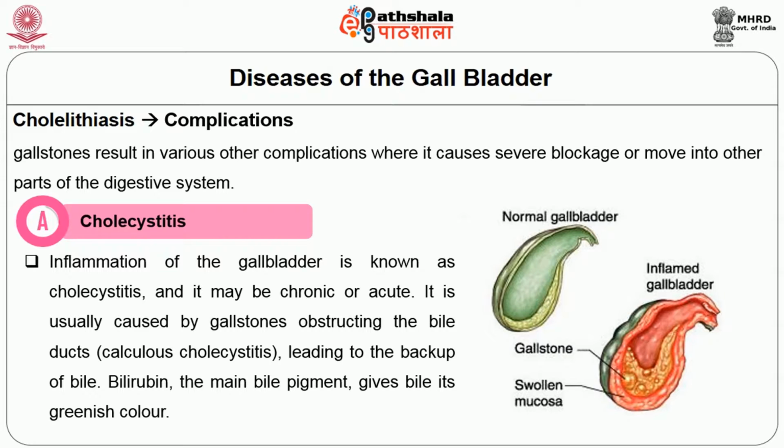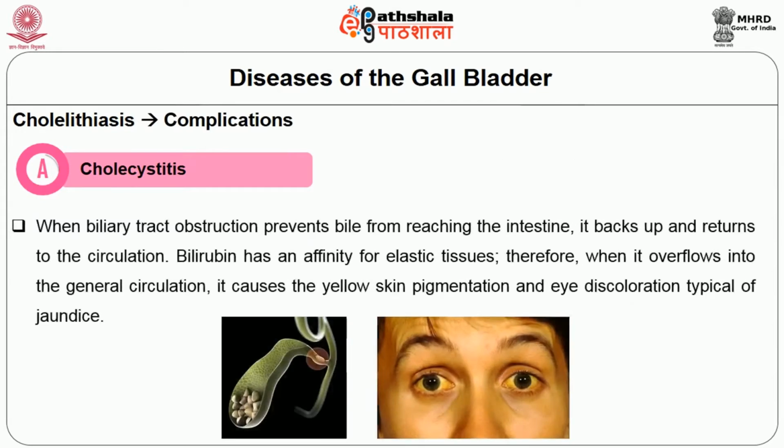Bilirubin, the main bile pigment, gives bile its greenish color. When biliary tract obstruction prevents bile from reaching the intestine, it backs up and returns to the circulation. Bilirubin has an affinity for elastic tissues. Therefore, when it overflows into the general circulation, it causes the yellow skin pigmentation and eye discoloration typical of jaundice.